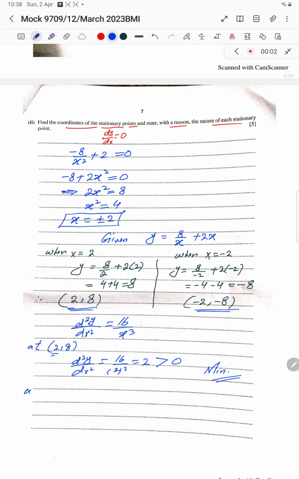And similarly, at the second point, minus 2 and minus 8, you will see d2y by dx square. By replacing x with minus 2, you will get minus 2, because 16 by minus 8 is minus 2, and that is less than 0. So it will give you the nature is maximum. And this is the final answer. I hope you all understood it. Let's proceed to the next question.